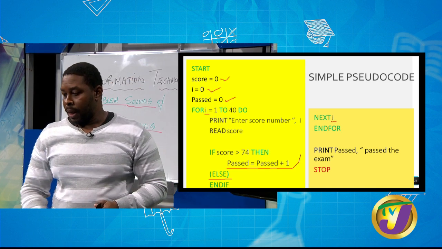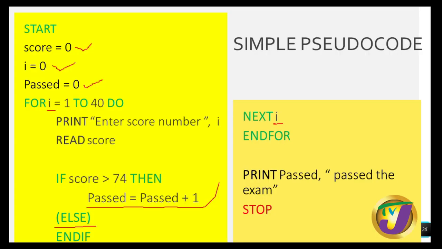loop. And finally, we have a print statement that says print passed, and in this case, passed is not in quotation marks. That means we are printing the value inside of that variable called passed. Have a comma separator, then we have quotation marks, passed the exam. So let's say we went through the program and 39 persons passed. Then that print statement will now read, print 39 passed the exam. And finally, we have a stop.